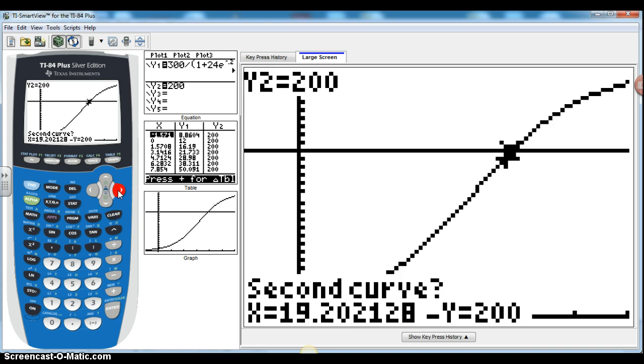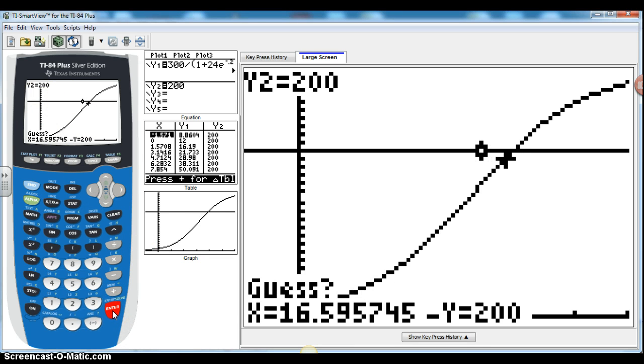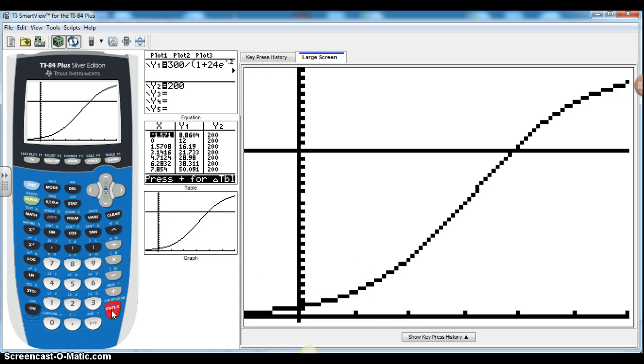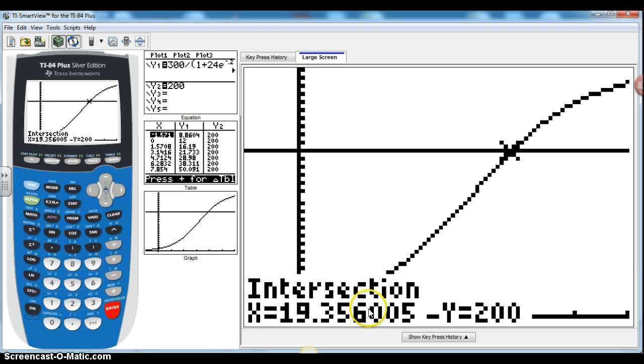Again, if I need to, I could trace with the left and right arrow keys to get a little bit better guess, but you don't have to be right on it. As long as you're on the second curve, you're okay. If I hit enter, and then it says guess, so it needs me to hit enter again. Then it gives me my exact point of intersection: 19.356, and y equals 200.